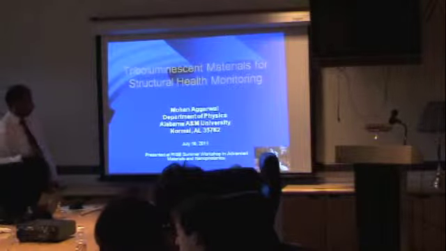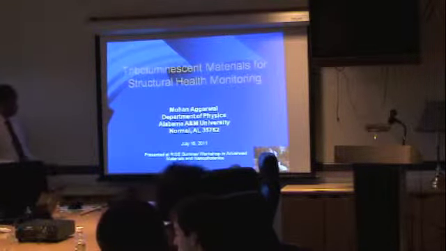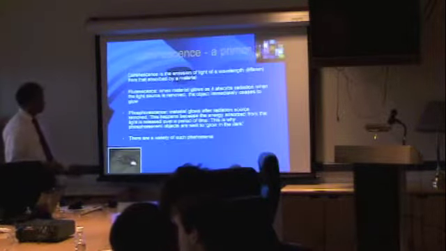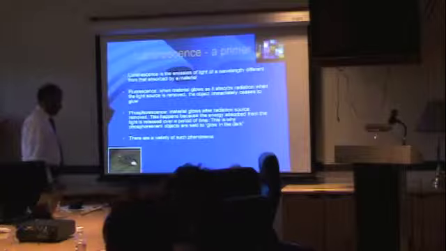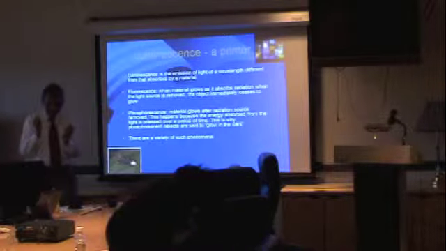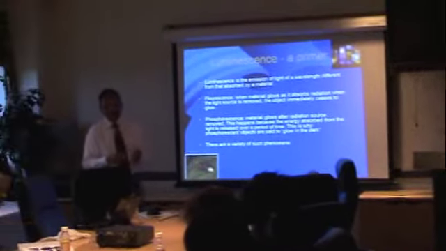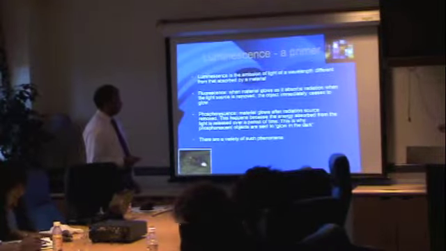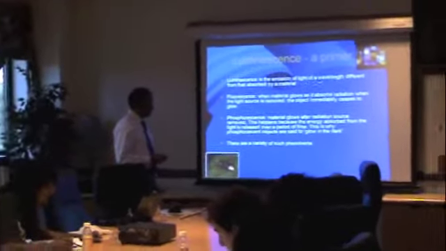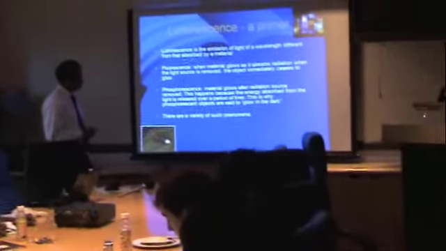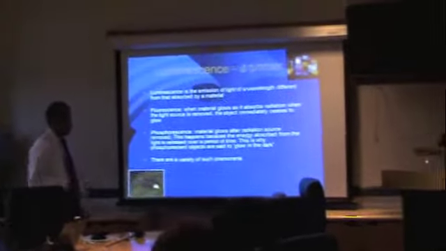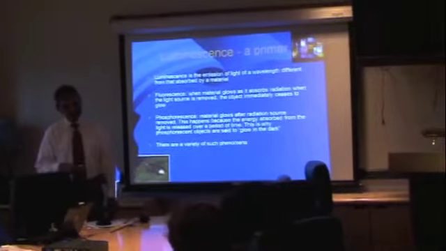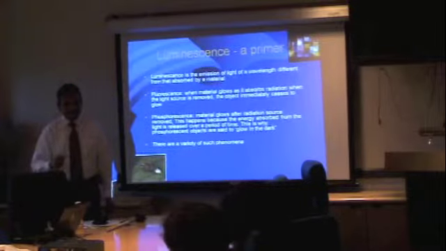So I will just go through this slowly, and if you have any questions, you can stop me, and we'll go from there. So first of all, I'll try to see how we understand triboluminescence. First of all, let us see what is luminescence. Luminescence is the emission of light of a wavelength different from that absorbed by the material. I did not bring all my stuff, but in the lab, you come by, I'll show you.